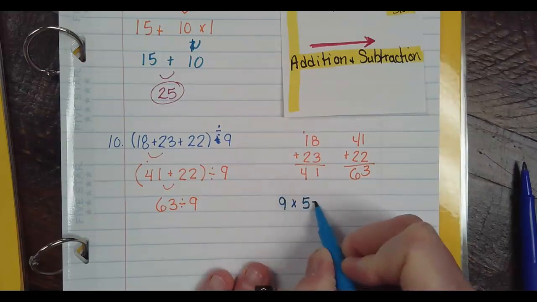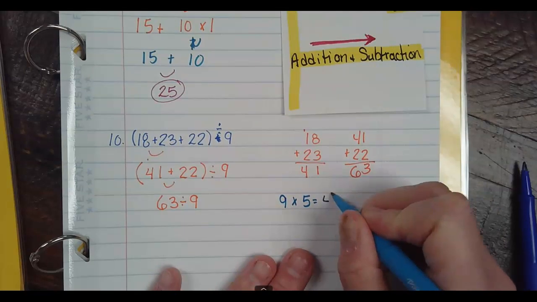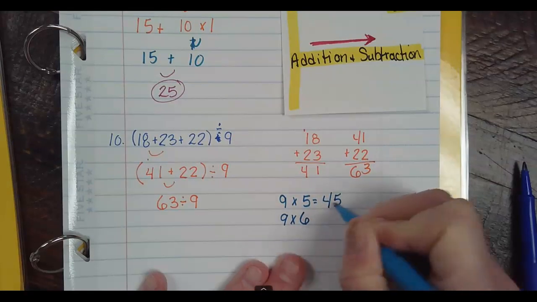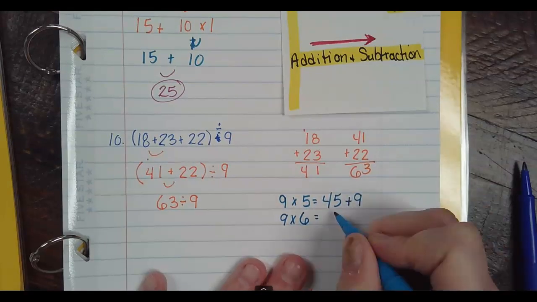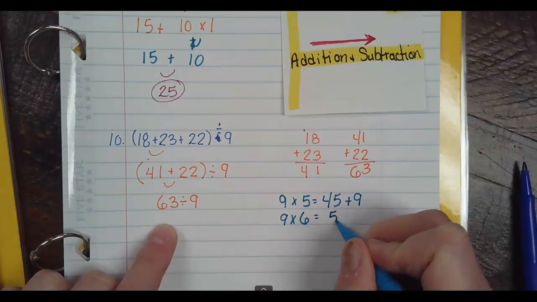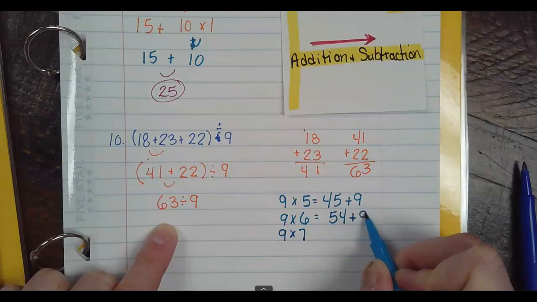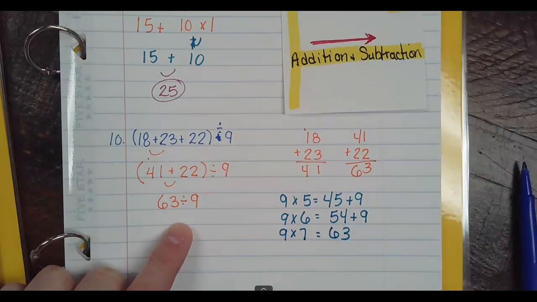Yes. Blurt. 45. So 9 times 6 is going to be 45 plus 9. 45 plus 9 is? 54. Am I at the number I need yet? No. So now I have 9 times 7. 54 plus 9 is? 63. Is that the number I need?